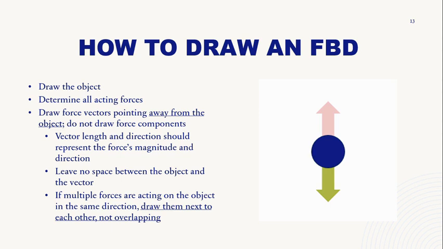Lastly, if multiple forces are acting on the object in the same direction, draw them next to each other, not overlapping. Let's say that we're pulling a kite straight downwards. The kite experiences the gravitational force from the Earth and air resistance. It also experiences a tension force going downwards because we're pulling the kite down with a string. We would draw the tension force and the gravitational force next to each other since they both point in the same direction, like so.